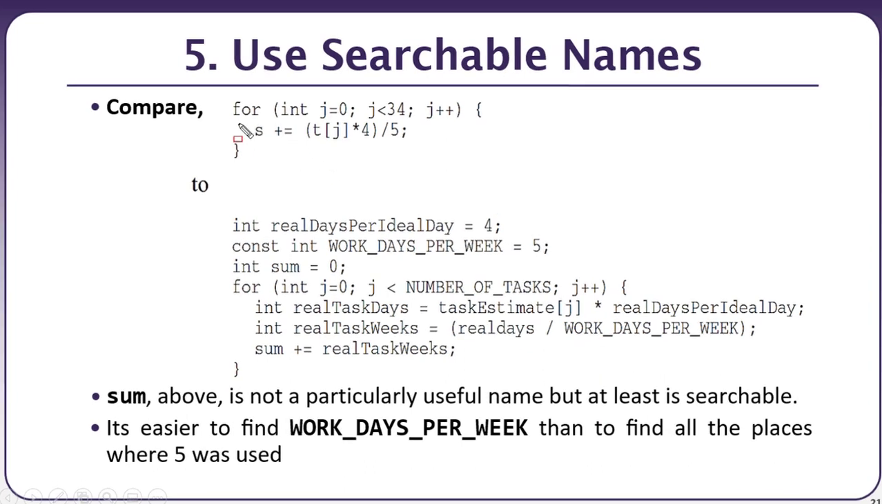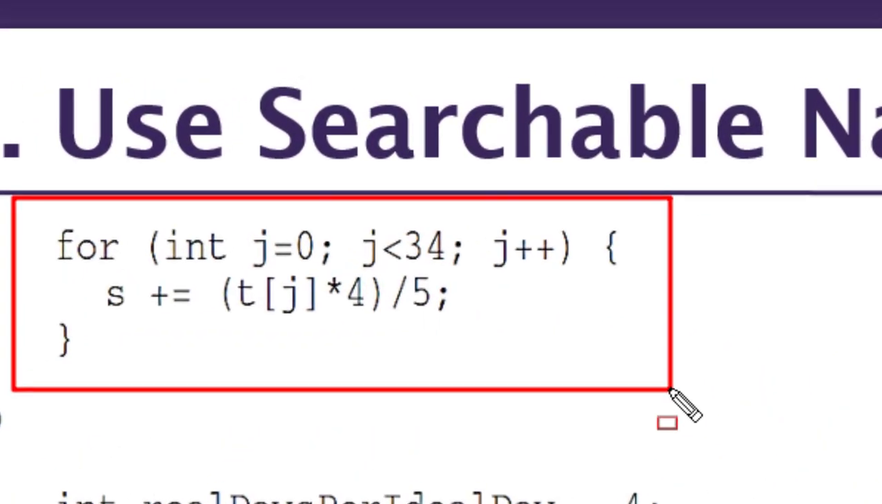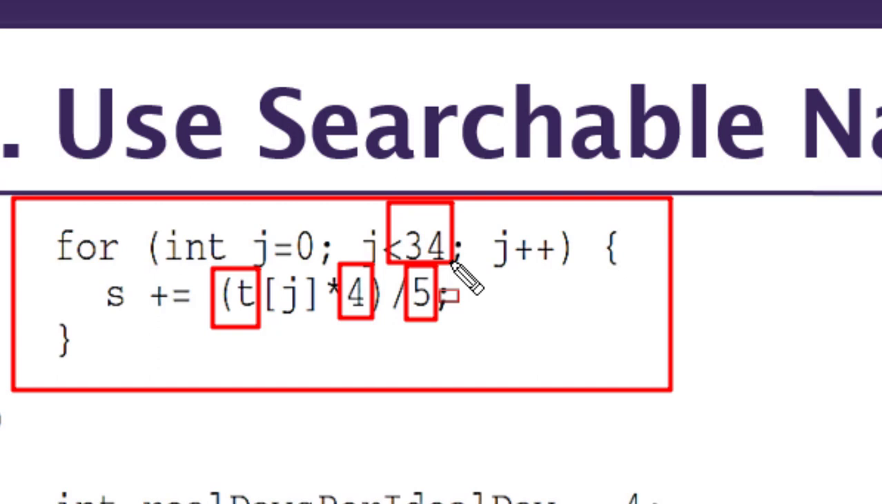For an exact comparison, you can have a look at this code, which is very problematic in the sense that it uses single letter variables. For example, this array is named T. Also, there are some constants being used and it is completely unknown what the purpose of those constants is. I usually call them magic numbers. This number 34 is also a magic number.